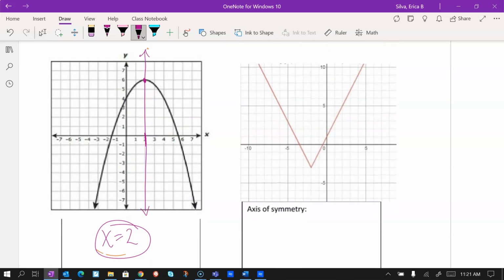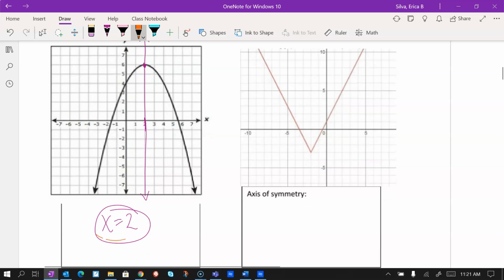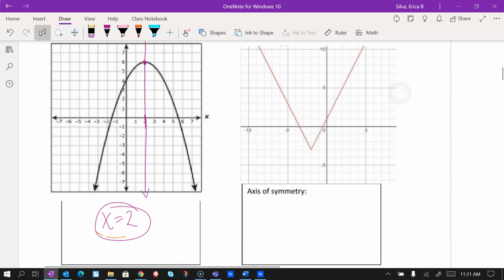For this one, same idea. Our axis of symmetry is going to go through my vertex. This is my vertex. Again, my equation starts with x equals, and it's going through -2. So my equation is x is equal to -2.